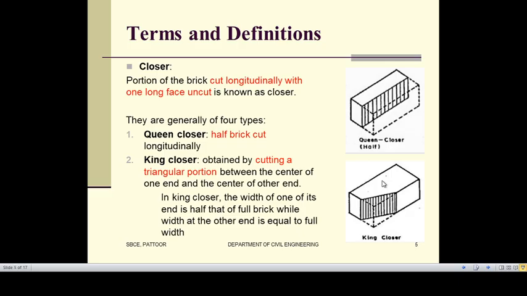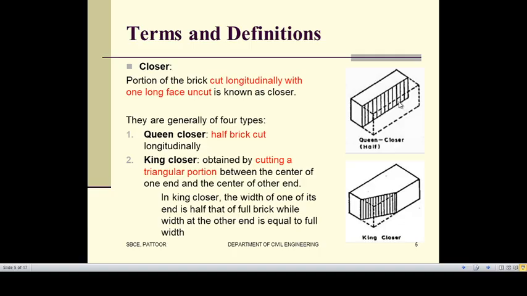Next term is closure. Closure is the portion of the brick cut longitudinally with one face uncut. So this figure is showing closure. The closure is formed by cutting the brick longitudinally. The solid line is showing the closure and the dotted one is showing the cut portion.